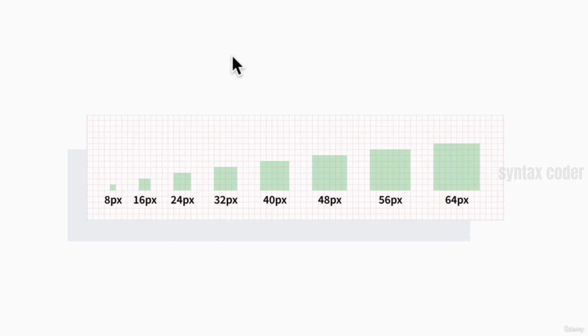Like I said, I like using 8 pixels and spacing icons by a 4-pixel half step. Right here, we have an 8-pixel base unit. And you can see it's spaced out to 16, 24, 32, and so on and so forth.